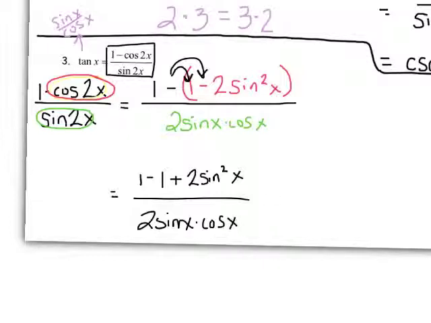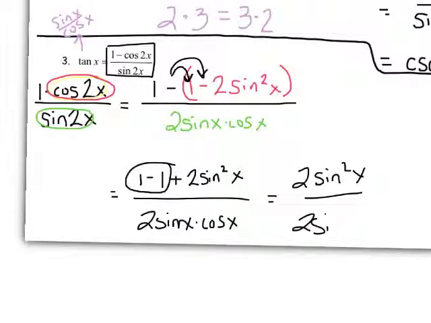And at this point, you're actually done. We know 1 minus 1 is 0. 0 plus 2 sine squared is just 2 sine squared. Going fast because I'm getting excited. I see where I'm headed. And I'm done. Sine over cosine, which is tangent.